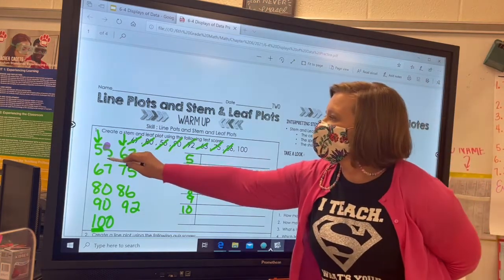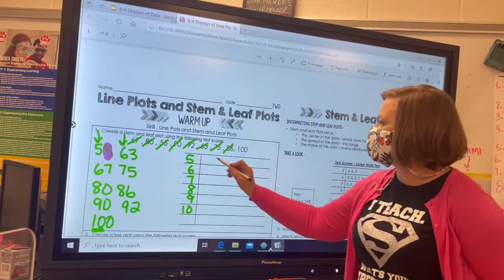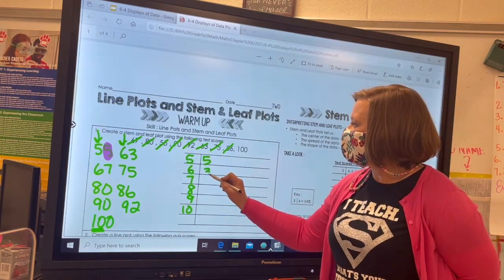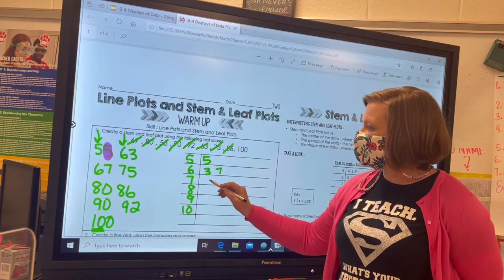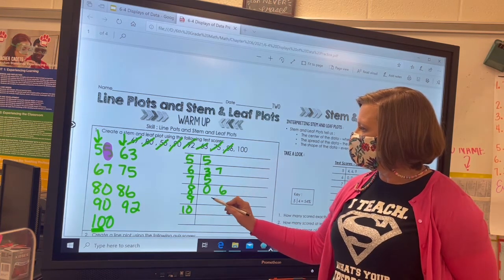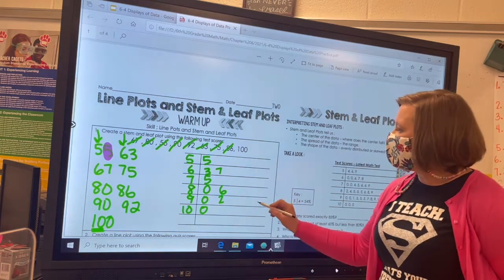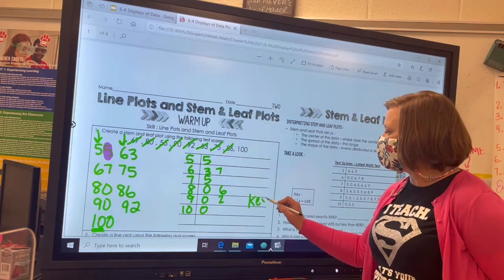What do we need for our 5? What's in the ones place? 5. What's in the ones place for the 6? 3 and 7. What about for the 7? 8, 9, 10. Yay! And we also have to come over here and put our key.